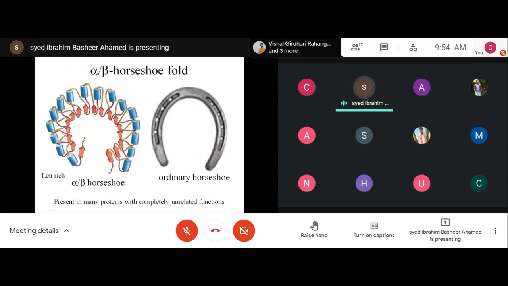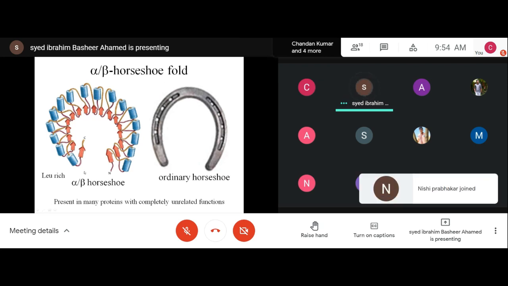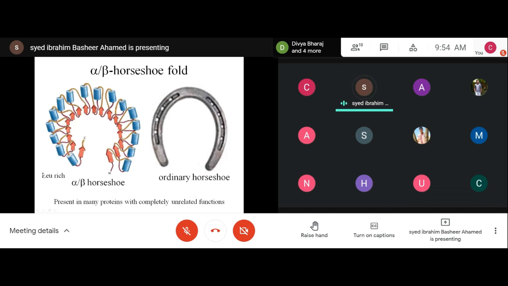So far we saw the TIM barrel protein, and now we are going to see the alpha beta horseshoe fold structure. This horseshoe fold is also called a leucine rich repeat protein. Here most of the residues will be leucine, and it will also have a repeated motif. Generally it is called the LRR motif, leucine rich repeat protein. Here you can see again it is making a beta alpha beta motif, beta alpha beta and so on.